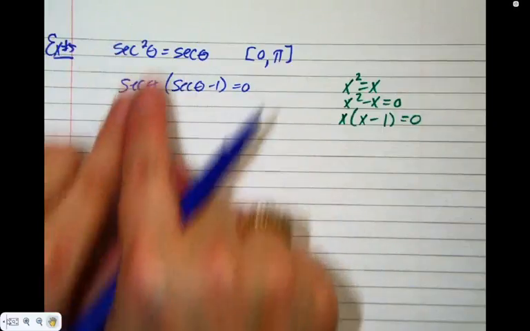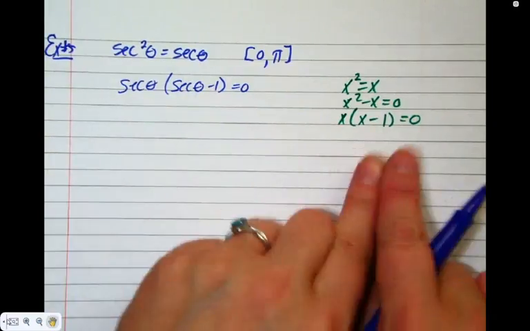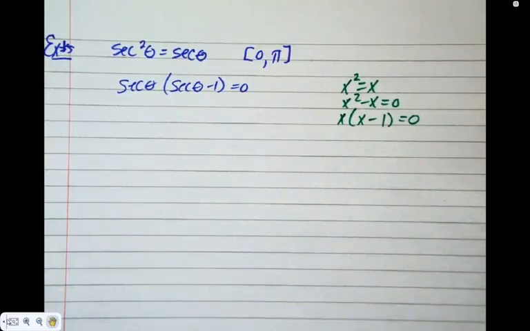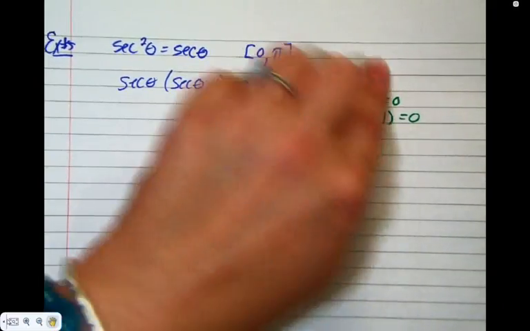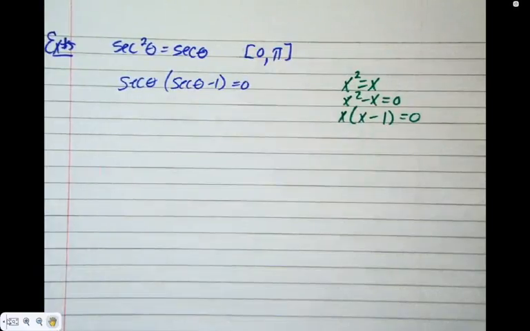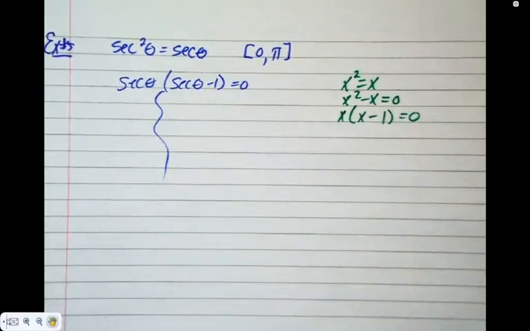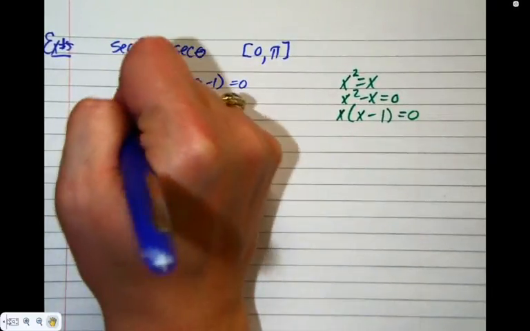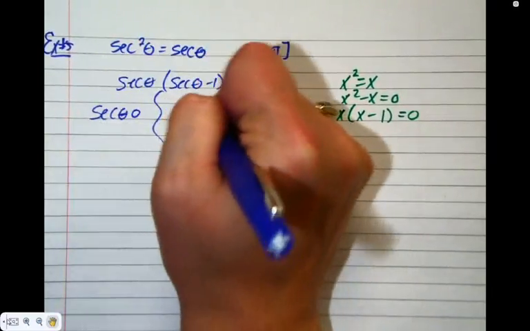If you can factor with the secants, great. If your brain needs x, great. Do it whatever way works for you. I don't like factoring with the secant. My brain likes x. I like to see this over here. But if your brain can do it, great. What do we do after we factor? Split and solve. So secant theta equals 0, or secant theta minus 1 equals 0.